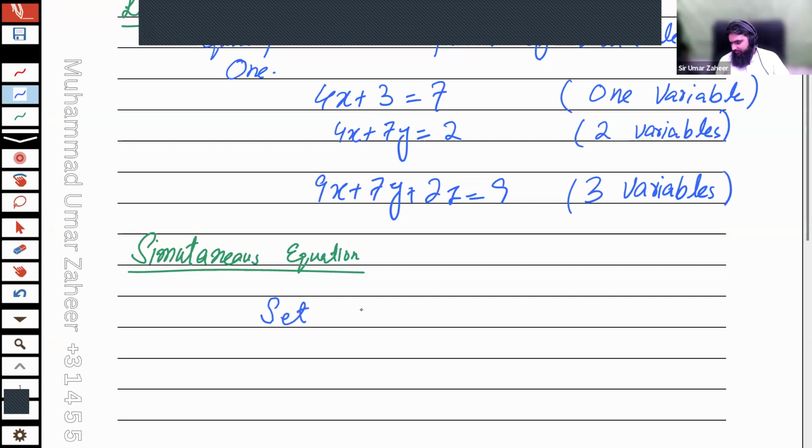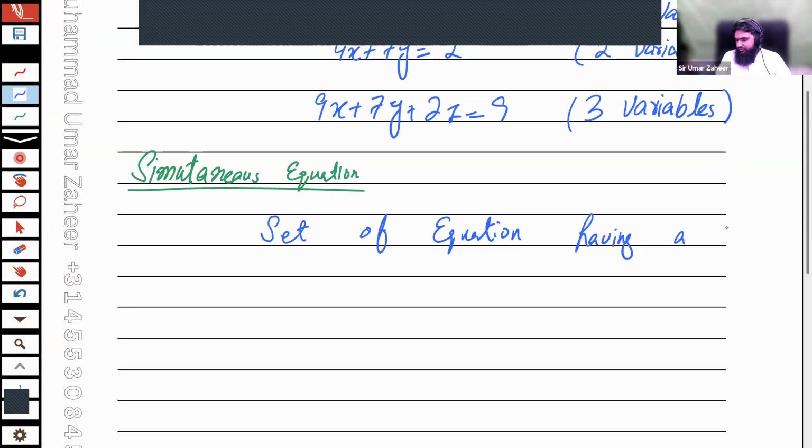It is the set of equations having the same variables, but it is not necessary that you have two sets of equations. It can be three sets of equations, four sets, or 10 sets of equations. So all of these are known as simultaneous, but the condition is they must have the same variables. However, we are talking about the set in which we have two equations and two variables. Other equations are also known as simultaneous.